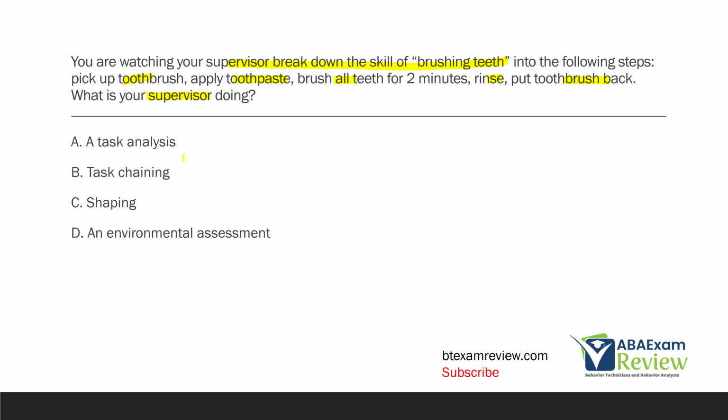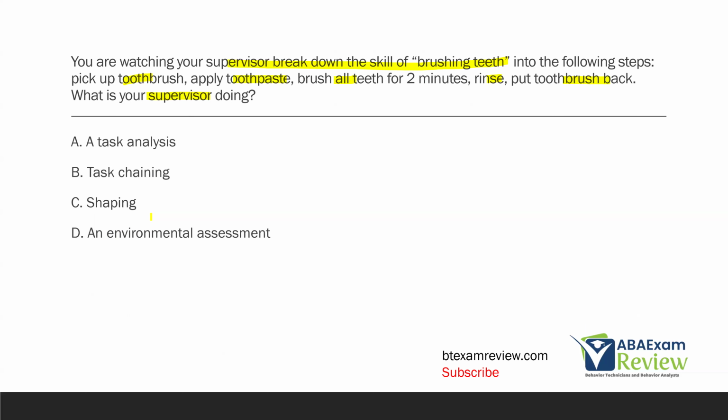And when you take that skill and break it down into steps, that allows you to teach that skill using a task chain. So if you look at B, task chaining, that's going to be our teaching method, our intervention. So the task analysis comes first. We break down our skill into steps, and then we teach that skill using a task chain. Understand that order of operations.